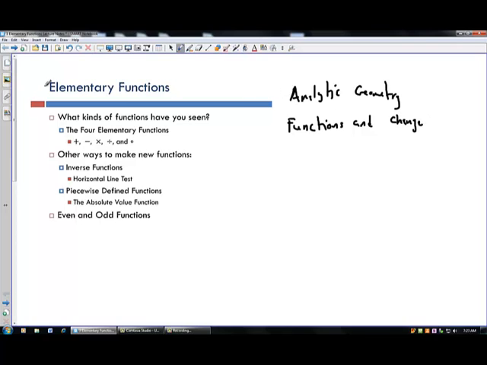We come to the third topic, which is elementary functions. We want to start with this question: what kind of functions have you seen in your other math classes? Hopefully you say stuff like, well, I've seen a function like f of x equals x squared, or maybe g of x equals e to the x. A little bit more complicated, h of x equals ln of x.